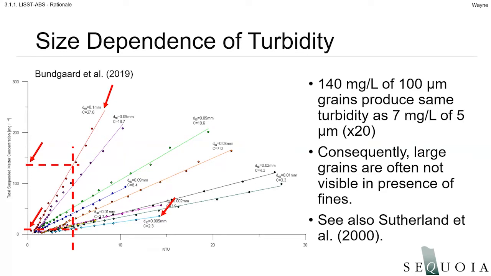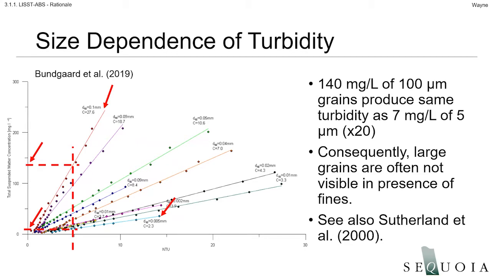And 5 NTUs of 100 micron particles corresponds to a concentration of 140 milligrams per liter. So this is just a real example: those 100 micron particles are 20 times larger than 5 micron particles, and the 140 milligrams is 20 times larger than 7 milligrams per liter. So you need a lot of large particles to create the same turbidity as fine particles. In essence, that means that large grains are not seen by turbidity sensors in the same way.